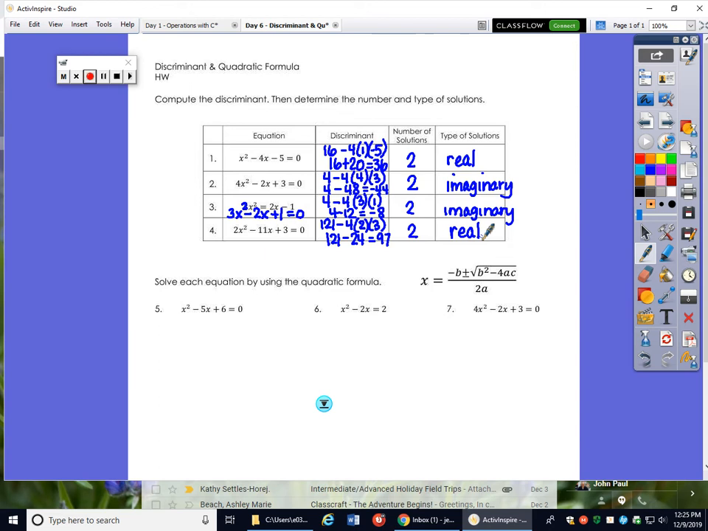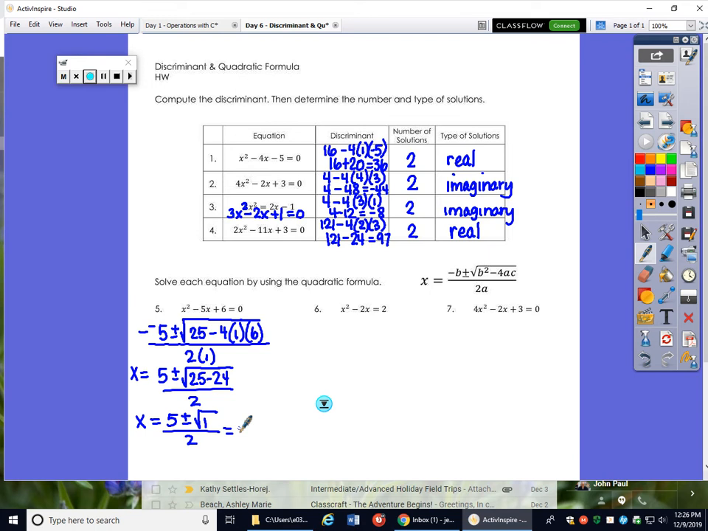Alright, so number 5, 6, and 7, you're going to solve using the quadratic formula. So you're going to do the opposite of b, which is going to be negative 5 plus or minus the square root of 25 minus 4 times 1 times 6, so this is like doing the discriminant, divided by 2 times 1. So this is going to be positive 5 plus or minus the square root of 25 minus 24 divided by 2. So 25 minus 24 is the square root of 1, which is actually equal to 1.